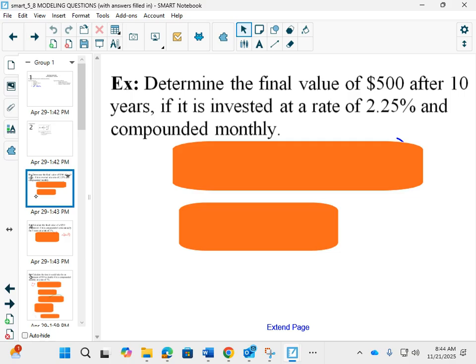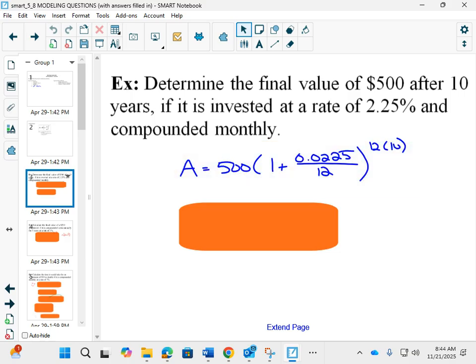So here we have: determine the final value of $500 after 10 years if it is invested at a rate of 2.25% compounded monthly. So a couple things you're going to have to know, though, is some wording stuff. Compounded monthly means 12 times a year. Compounding semi-annually means twice a year. Compounding quarterly means 4 times a year.